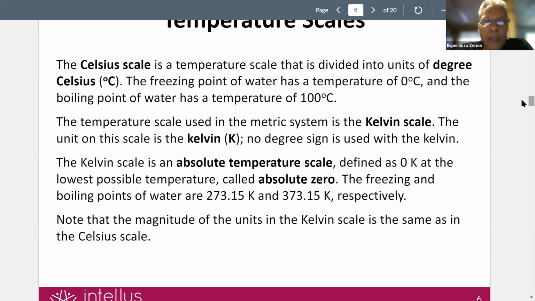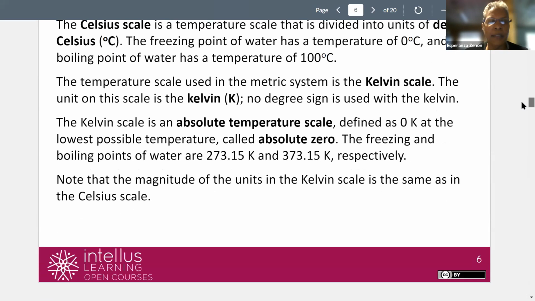Now remember, the nice thing about the Kelvin scale is that while we have a relationship between those temperatures, I mean, you can convert between those temperatures, the Kelvin scale is not based on the boiling point and freezing point of water, okay? And they tell you something very important here as well. It says, note that the magnitude of the units in the Kelvin scale is the same as in the Celsius scale. What are they talking about there?